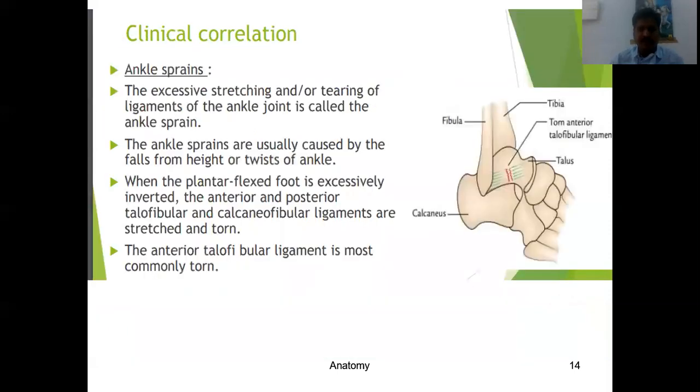Coming to the clinical correlation of the ankle joint, the ankle joint is prone to ankle sprains while you are walking on uneven surfaces.